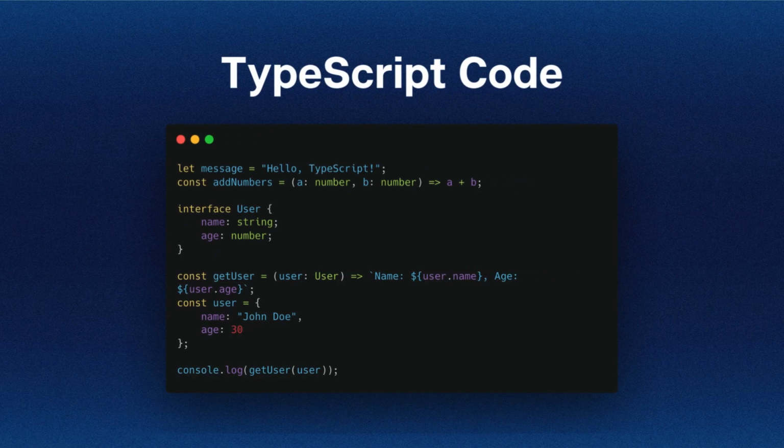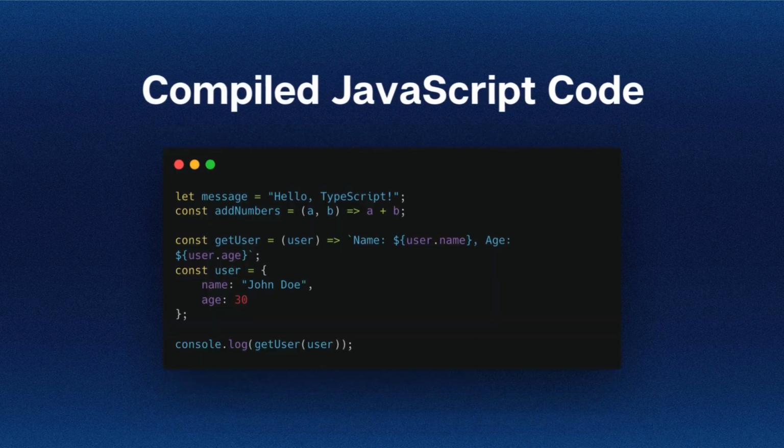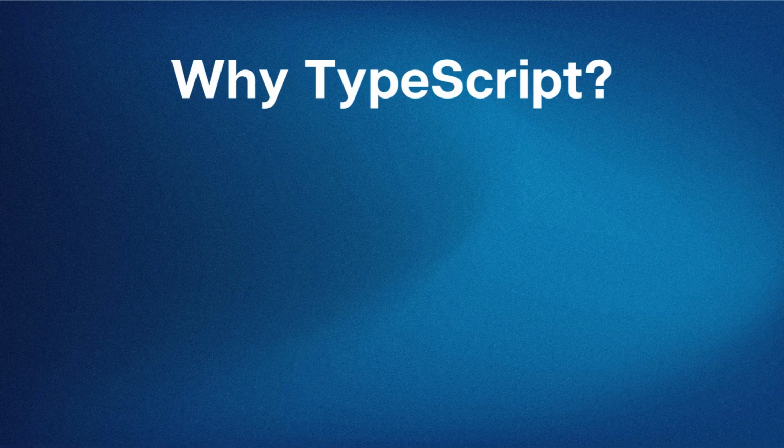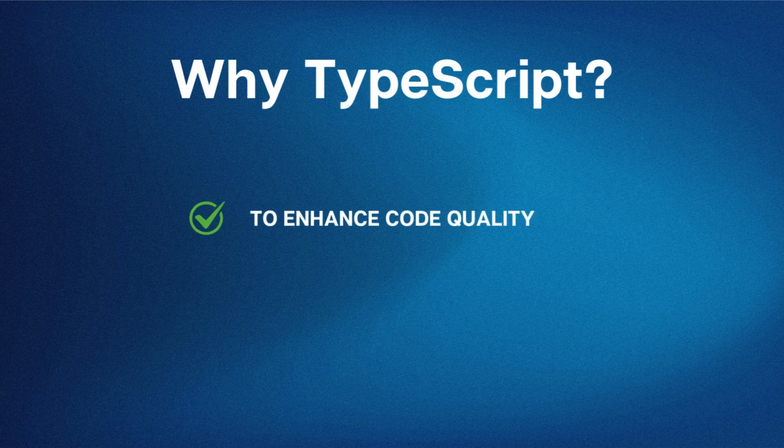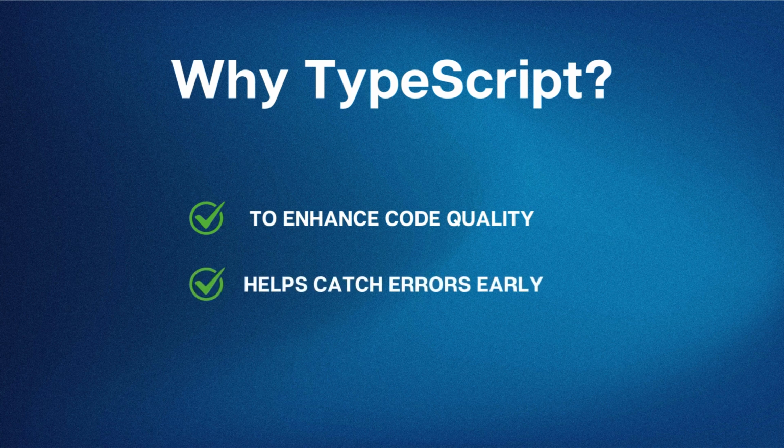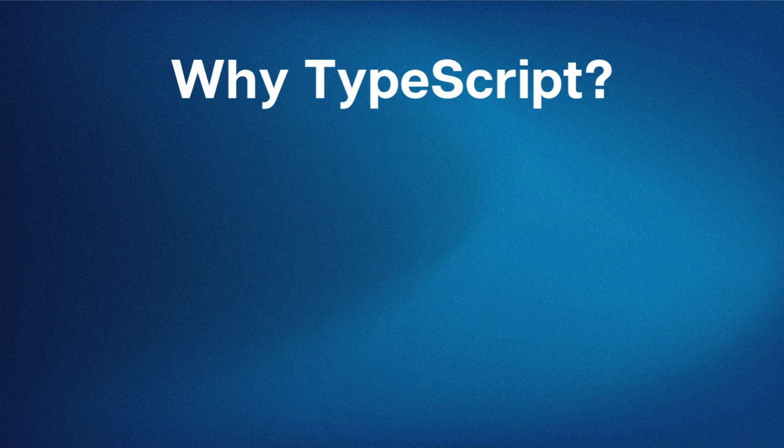With TypeScript, types are optional and inferred, which allows you to get a lot of power without writing additional code. It compiles down to plain JavaScript, ensuring compatibility with any browser, device, or operating system. So, why TypeScript? The answer lies in its ability to enhance code quality and developer productivity. Static typing helps catch errors early in the development process, long before the code goes into production.